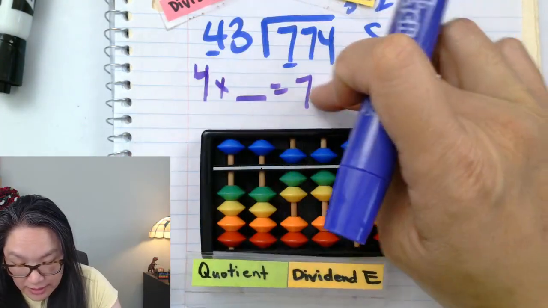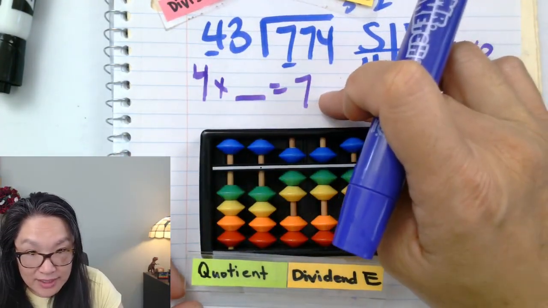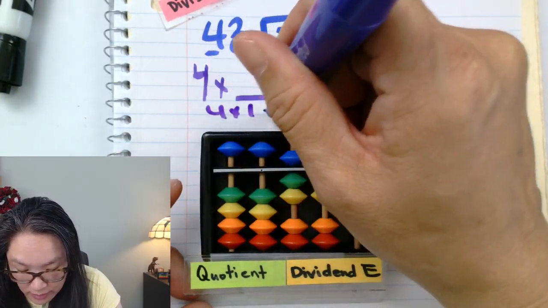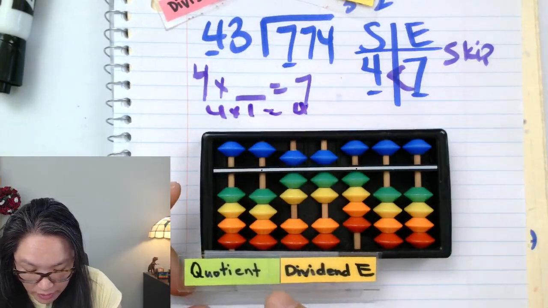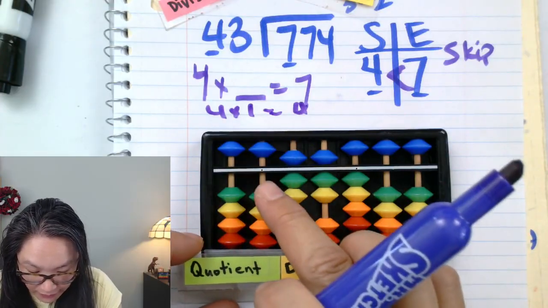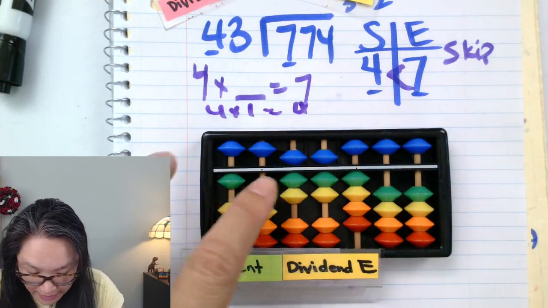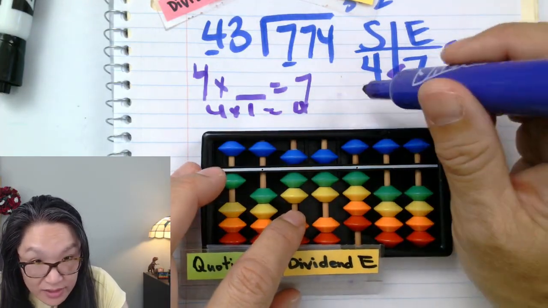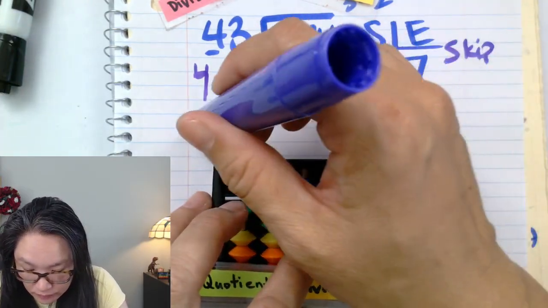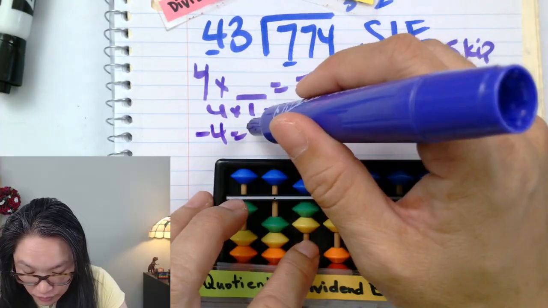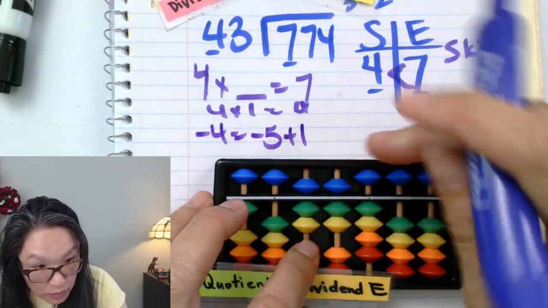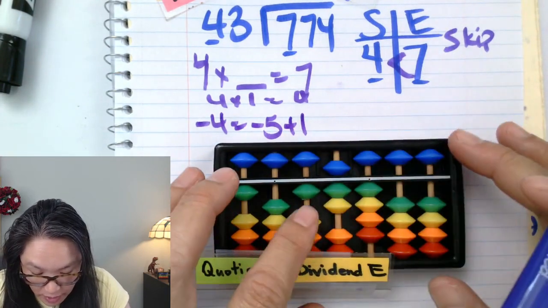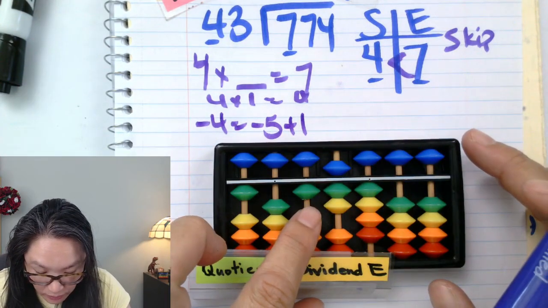So here, is there enough? Yeah, we can do it. We can find something that will go into it, right? So 4 times 1 is equal to 4. So all I got to do is add the 1, right? Remember, I have to skip 1. So I add the 1 and I take away 4 here. When I take away the 4, minus the 4 is equal to what? Minus the 5 plus the 1. So we know how to do that. Minus the 5 plus the 1. So my answer, right, is 1.